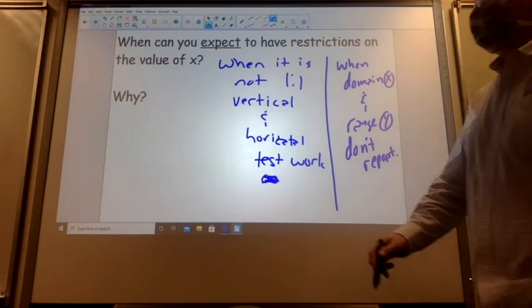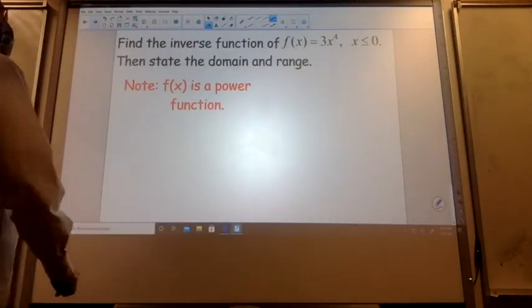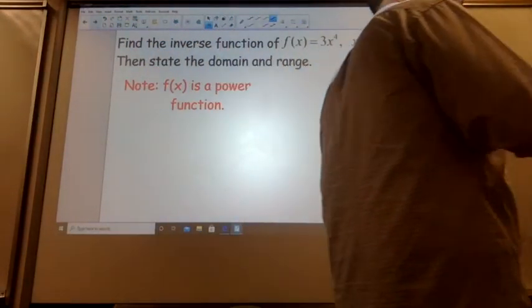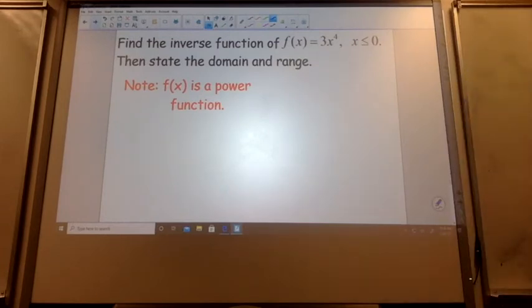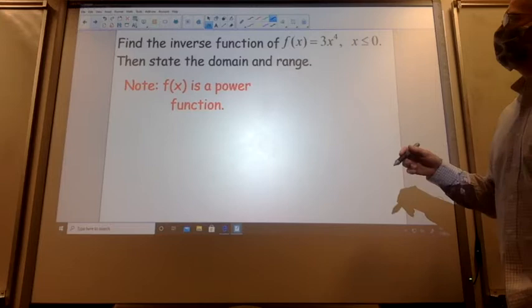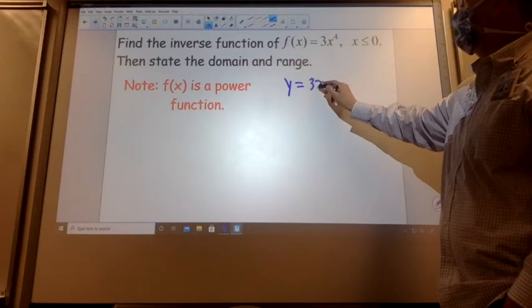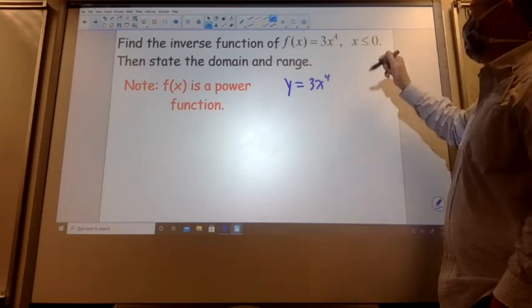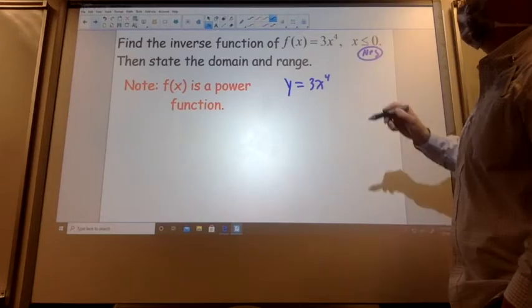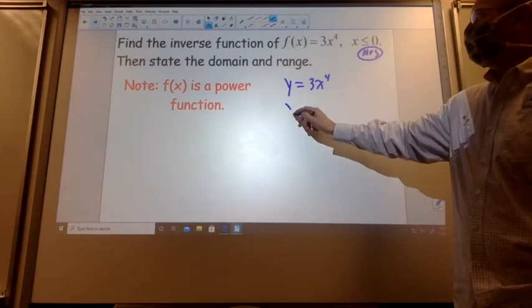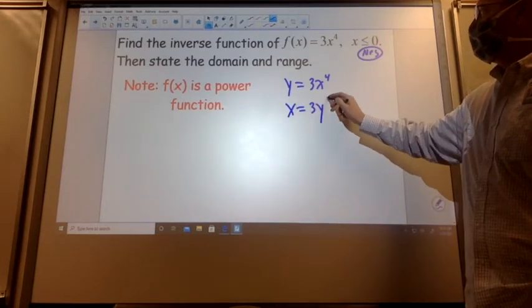Let's see if we can clarify this a little bit more. Find the inverse of the function up above. So 3x to the 4th. Notice my restriction. I want x less than or equal to 0. We're talking about negative numbers, yes, friends? So I'm going to first make this y. Okay? Now I got to keep in mind, this means I want negative numbers. Okay. Next step, flip-flop x and y. Agree?